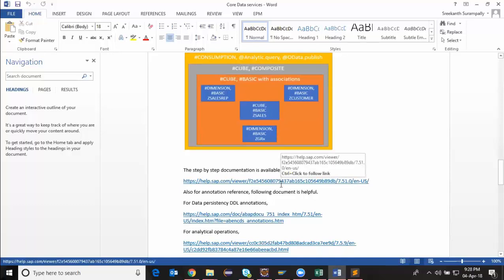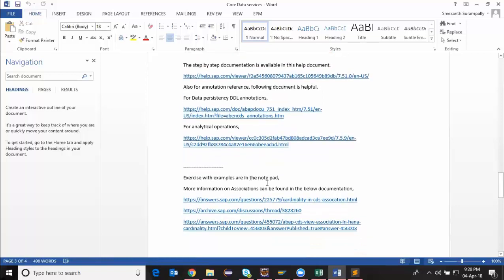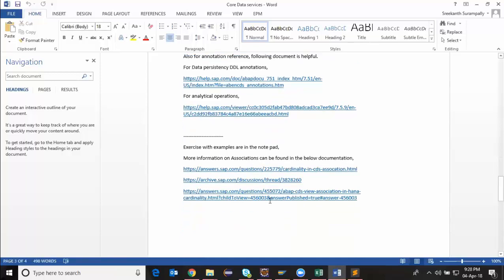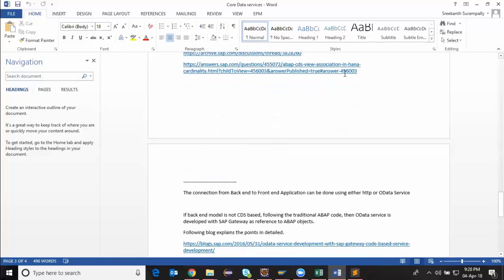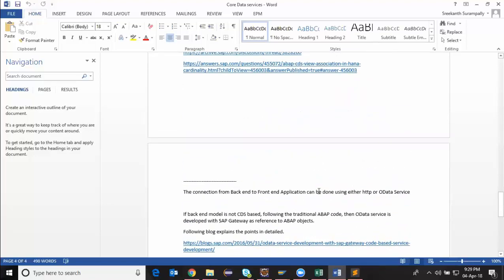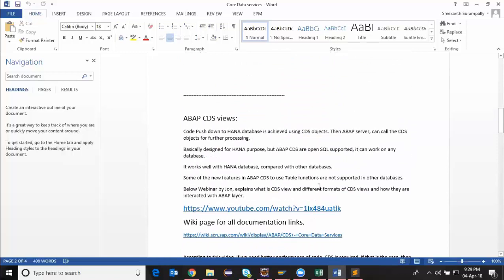Step-by-step documentation, annotation documentation. There are so many exercises with examples on my notepad. And there is a whole bunch of links which I'm putting in here, but you don't need to go in there until you get some good understanding, until you get a project to work on. This is all the information required for you. I'm going to put it in there.